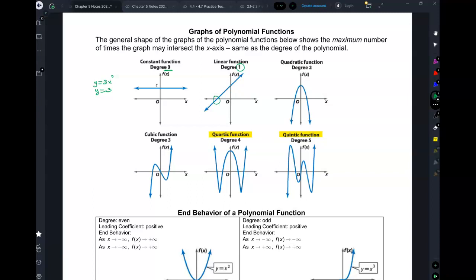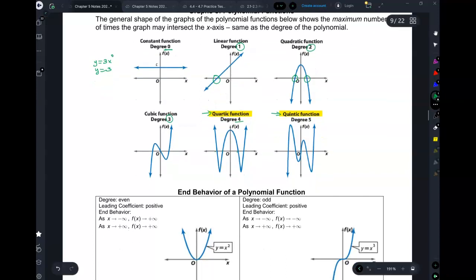That's a linear equation. A degree of 2 is a quadratic, so 2 times it can cross the x-axis. A degree of 3 is a cubic function, so it can cross the graph 3 times. 4 crosses the graph 4 times. It's called a quartic function. And then a quintic function is allowed to cross the graph up to 5 times. A little bit of Latin and Greek here for you, okay?